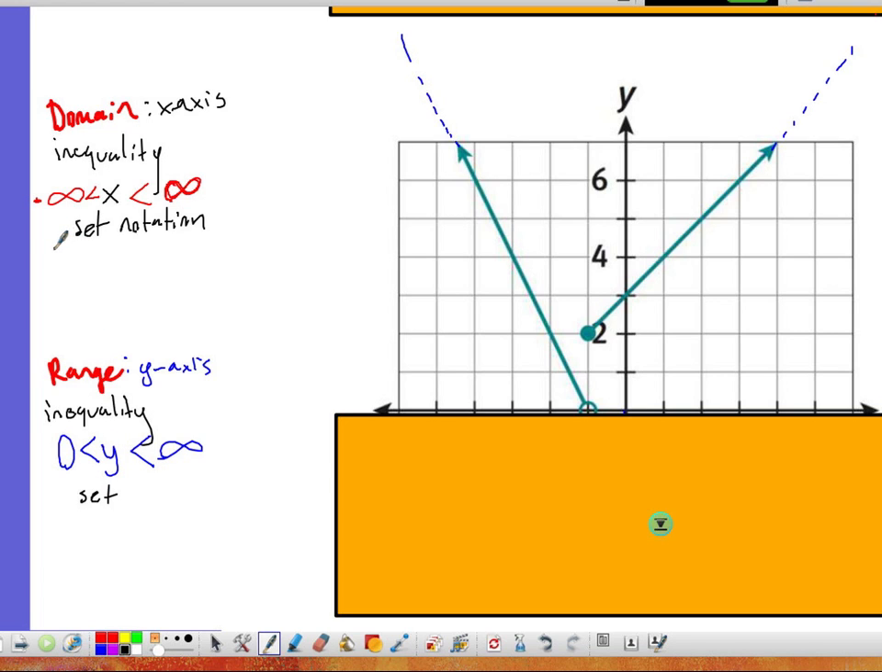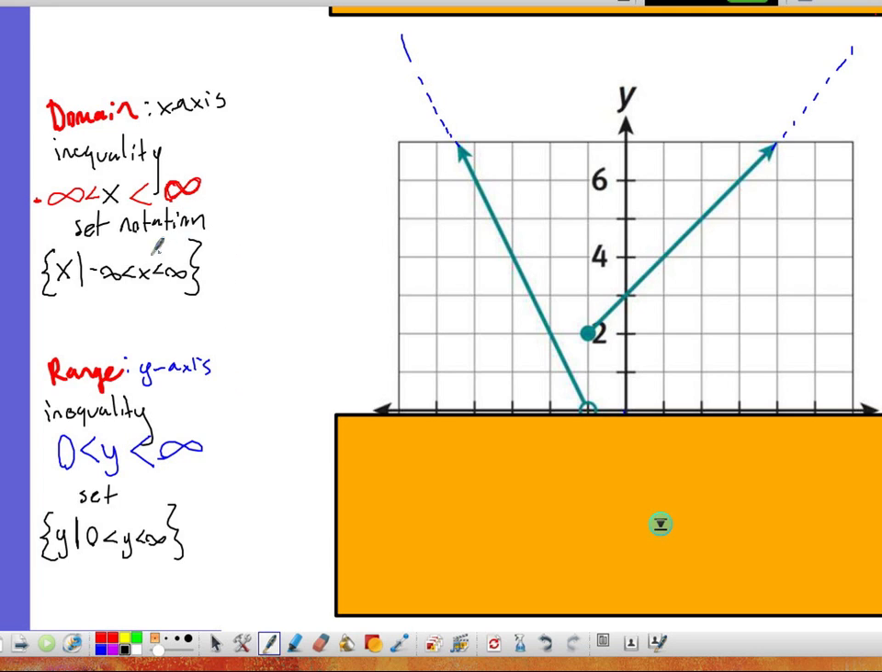Remember, set notation, we have to use our brace. So let me set up my brace. And I'm going to use x such that, and here for the range is y such that, and then you can just put in the inequality. Negative infinity less than x less than infinity. Here would be 0 is less than y, which is less than infinity.